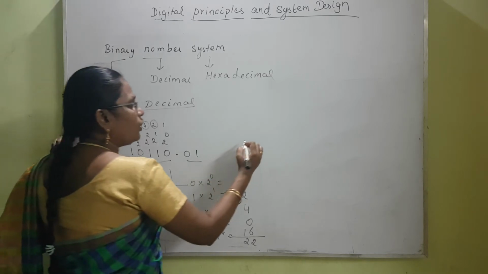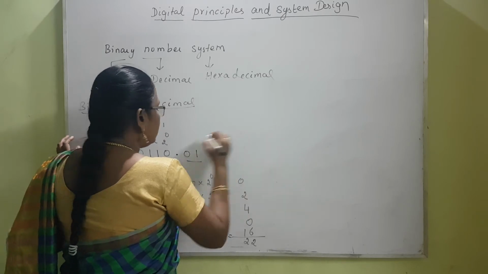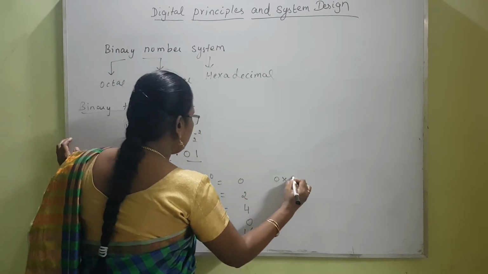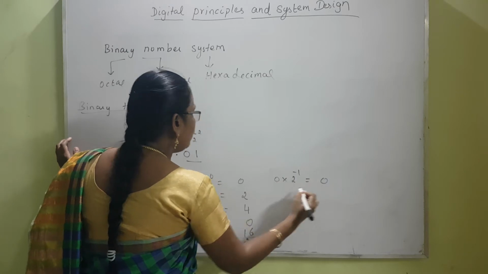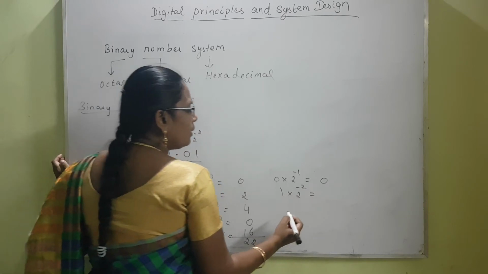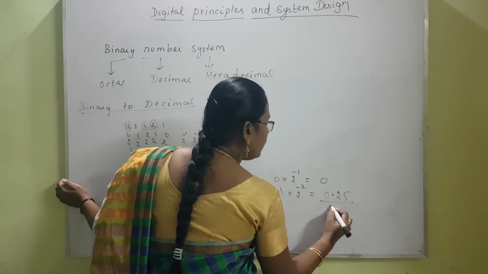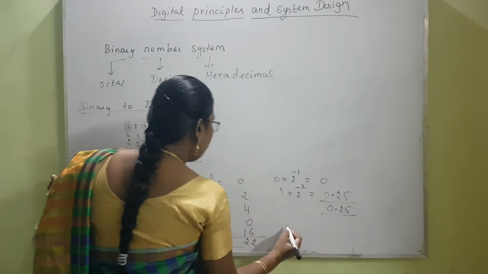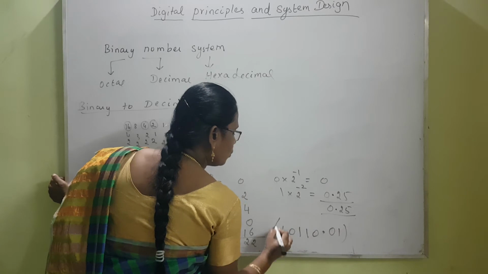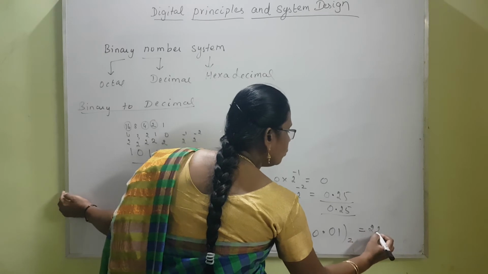Now for the decimal part, what you have to do is, you have 0.01. So this is 2 to the power minus 1 and 2 to the power minus 2. So you have to multiply 0 into 2 to the power minus 1, which is equal to 0, and 1 into 2 to the power minus 2, which is equal to, what is 2 to the power minus 2? That is 1 by 4, that is 0.25. So the addition will give you 0.25. So totally we can write 10110.01 base 2. Since it is a binary, when converted to decimal, it becomes 22.25.